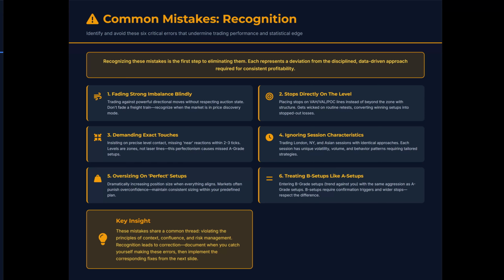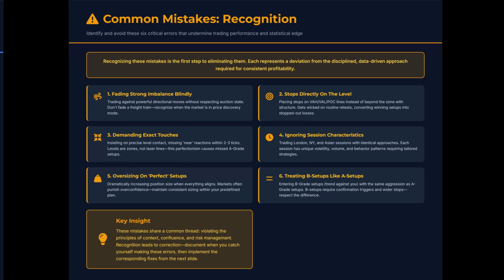Mistake number 6, treating B setups like A setups. This is entering B-grade setups where trend is against you with the same aggression as A-grade setups. B setups require confirmation triggers and wider stops. If you're trading against the 1-minute or 5-minute trend, you need to see a strong rejection candle, ideally with a volume spike, before entering. Respect the difference. A grade gets aggressive entry. B grade demands patience and proof.